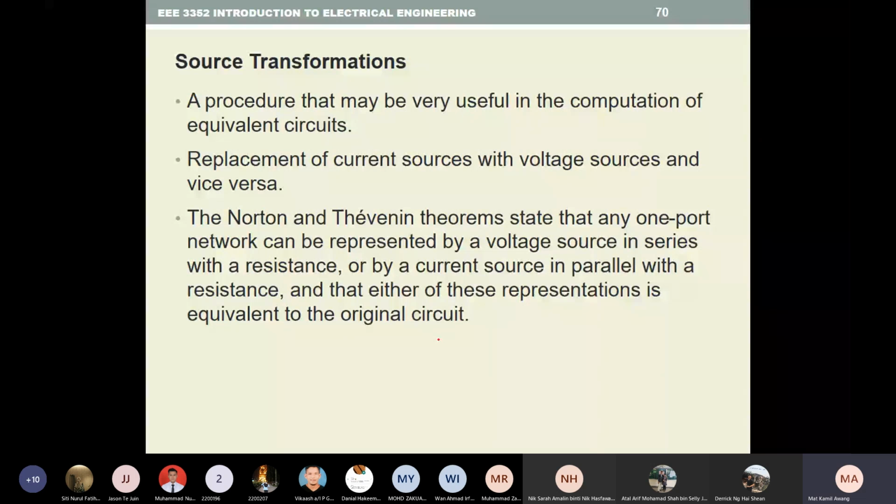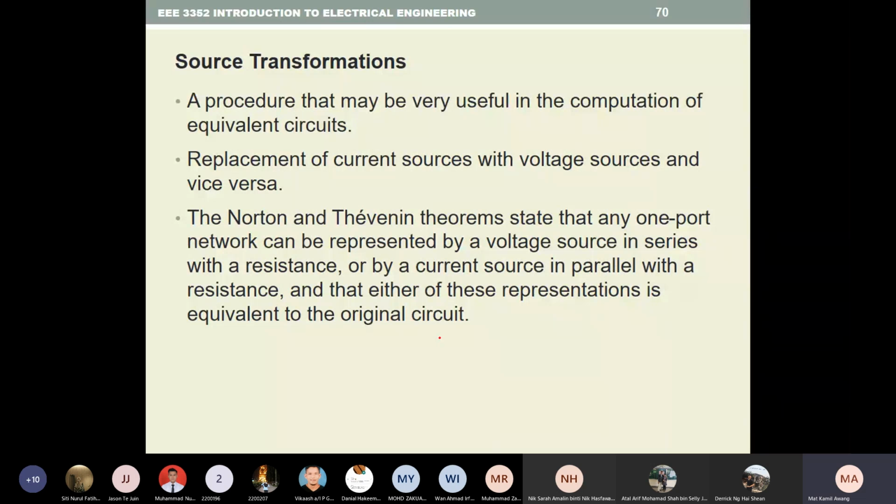So the Norton and Thevenin theorems state that any one-port network can be represented by a voltage source in series with a resistance, or by a current source in parallel with a resistance, and that either of these representations is equivalent to the original circuit.